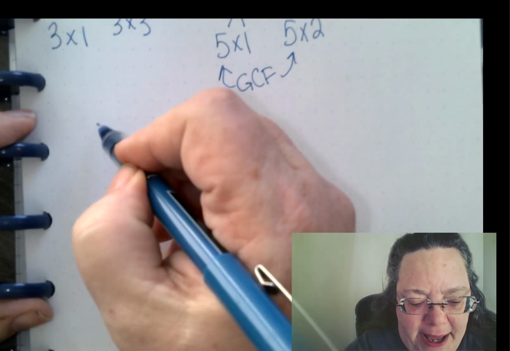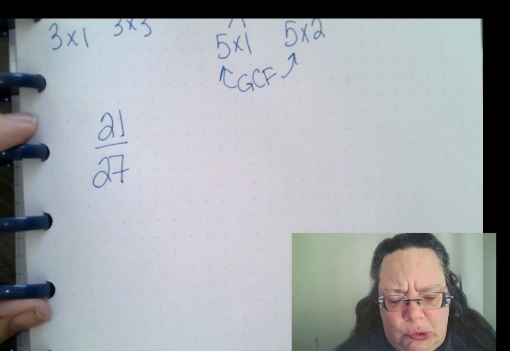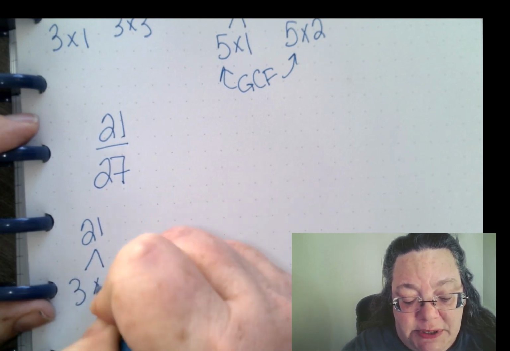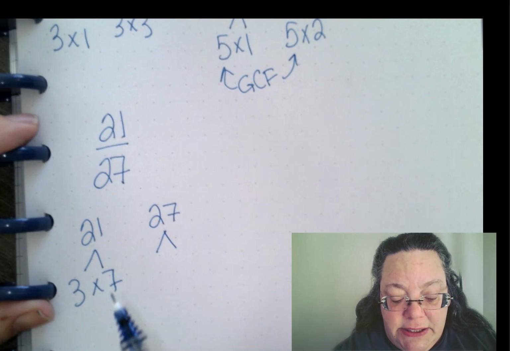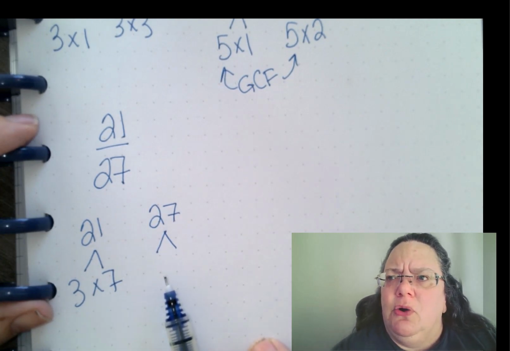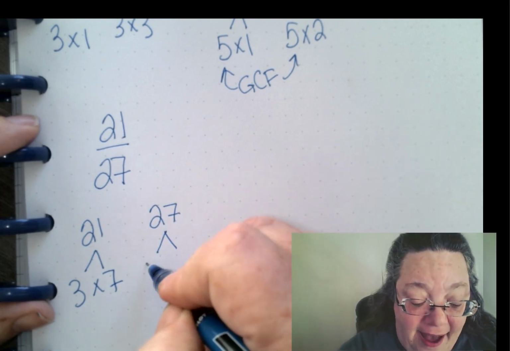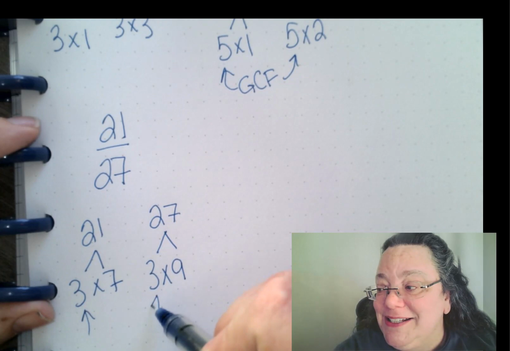Let's say I had 21 over 27. Ooh, well, I know that 21 is 3 times 7. Cool. Now let's look at 27. Does 3 go into 27? Or 3 times what is 27? 9. Yeah, 3 times 9. Guess what? We found our greatest common factor.